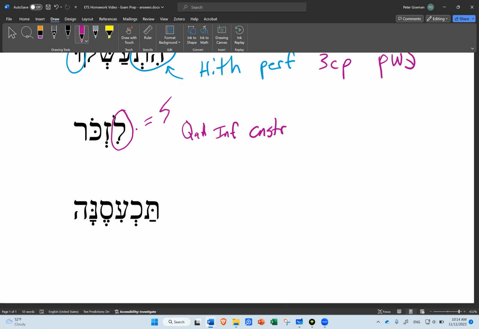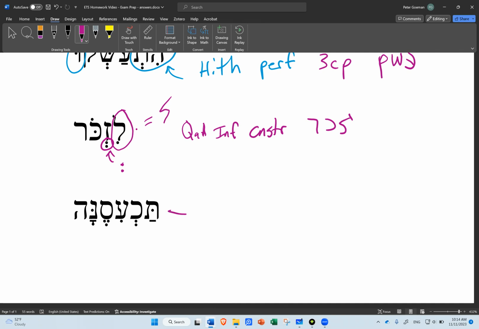And then it comes from Zakar. And then notice, even if the lamed wasn't there, remember the big takeaway is the shva underneath the first letter. That's always going to be the marker of the infinitive construct or the imperative. Okay, so Qal infinitive construct from Zakar.